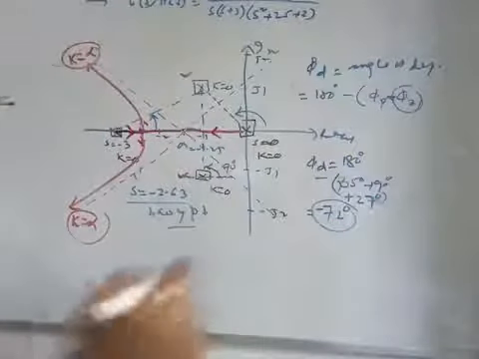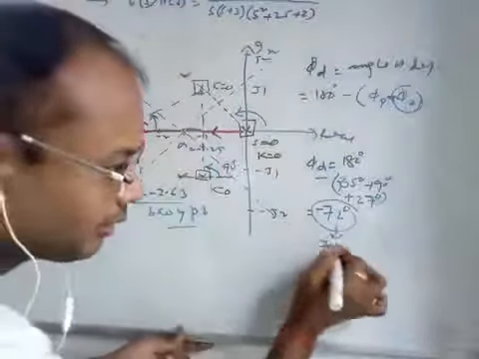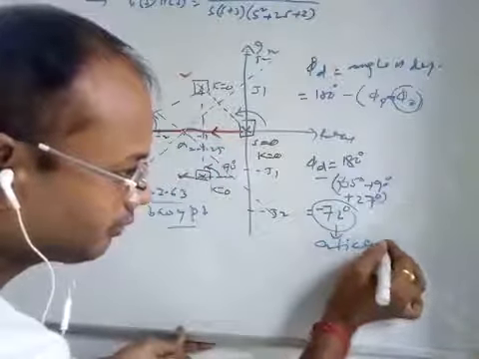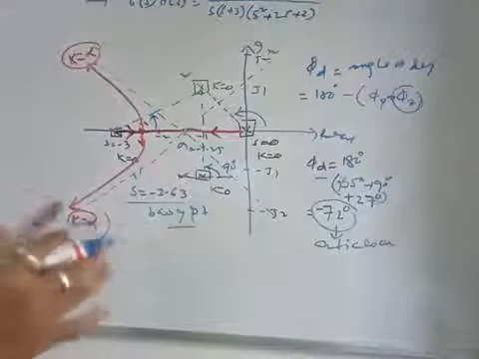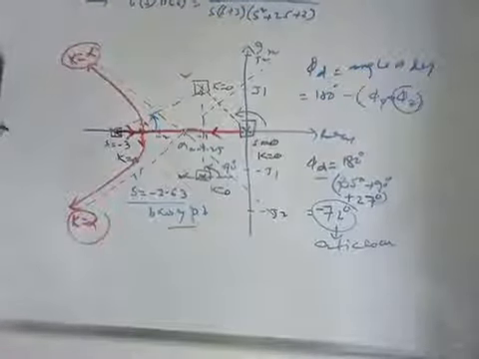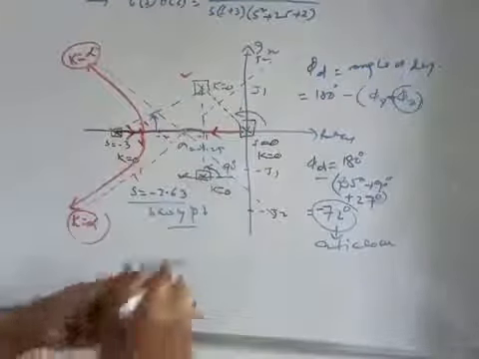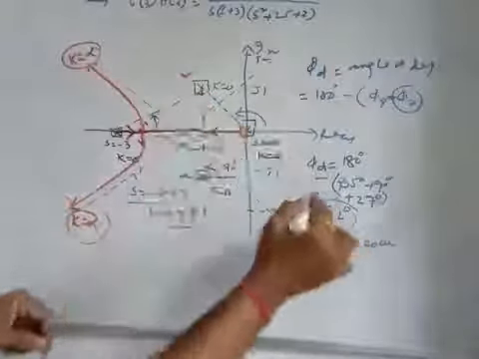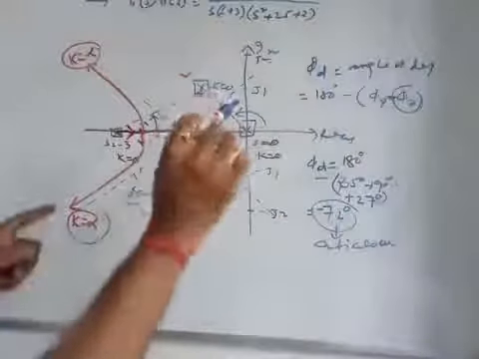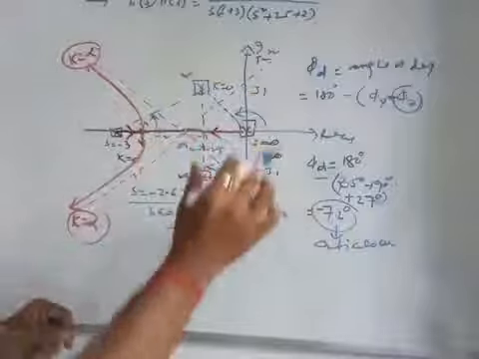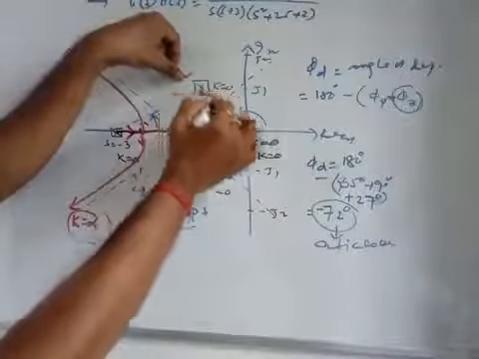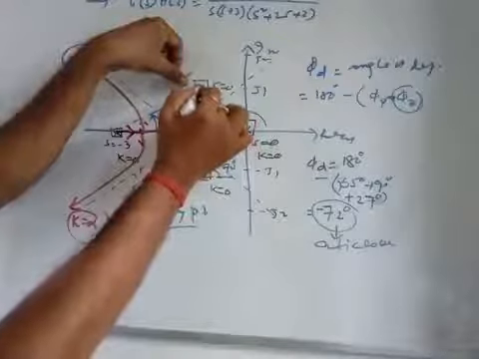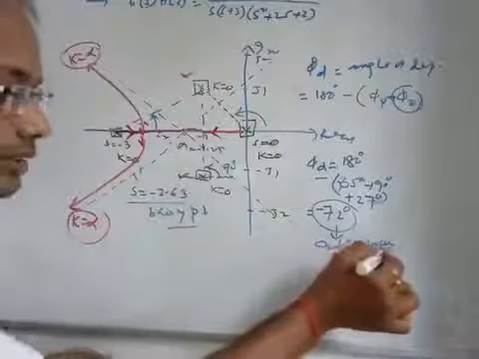So minus 72 degrees means we have to measure it in the anti-clockwise direction. In the anti-clockwise direction, if you measure this angle of minus 72 degrees, then we will get the angle of departure by which this branch will leave this pole. Okay, so the angle of departure calculation is over.